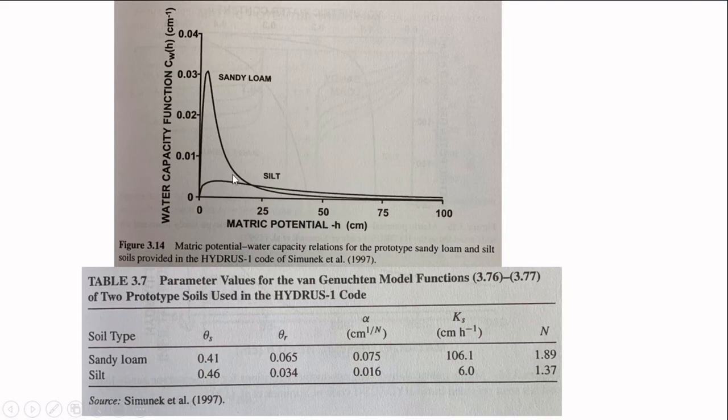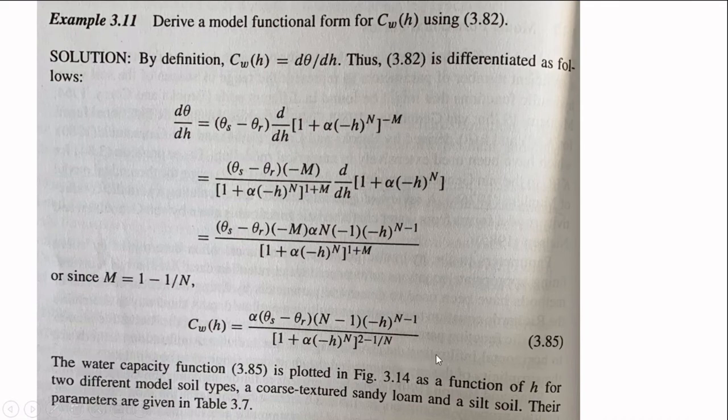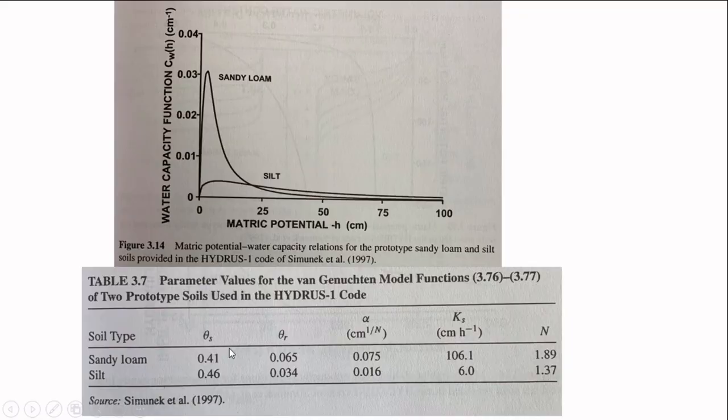This slide shows the graph that I showed you before, and also the parameters used. You have theta s, the saturated volumetric water content, theta r, the residual volumetric water content, alpha, saturated hydraulic conductivity, and also n. If you put in all these values for sandy loam and for silt loam separately, you should be able to generate this graph, using the equation derived from equation 3.85. You should be able to rederive the graph by using the data given in table 3.7.